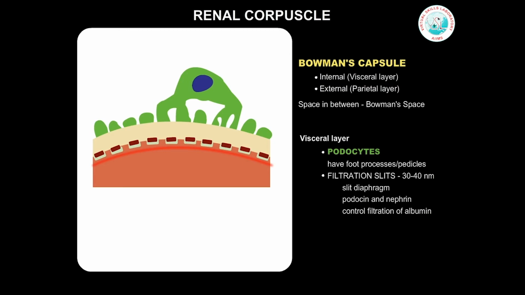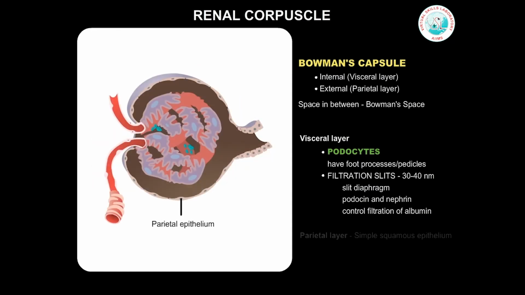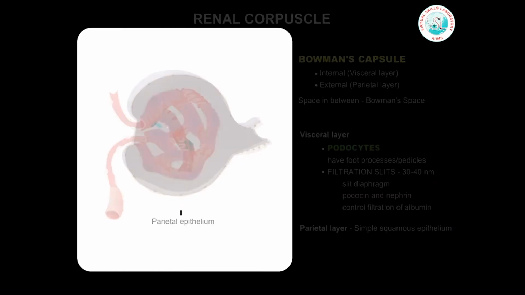In between these foot processes are elongated spaces around 30 to 40 nanometers wide. These are known as filtration slits. These spaces are spanned by a slit diaphragm formed by proteins podosin and nephrin. In addition, the foot processes have a negatively charged glycocalyx coat. Thus, they control the filtration of negatively charged molecules such as albumin. The parietal layer consists of simple squamous epithelium supported by a basal lamina and reticular fibers. At the tubular pole, this epithelium changes into cuboidal epithelium of the proximal convoluted tubule.